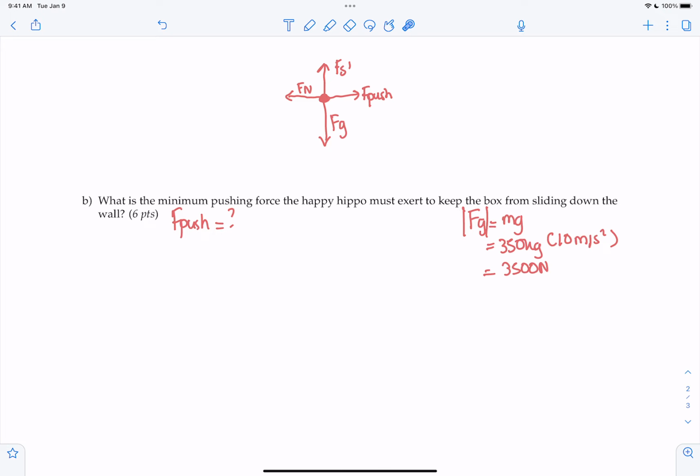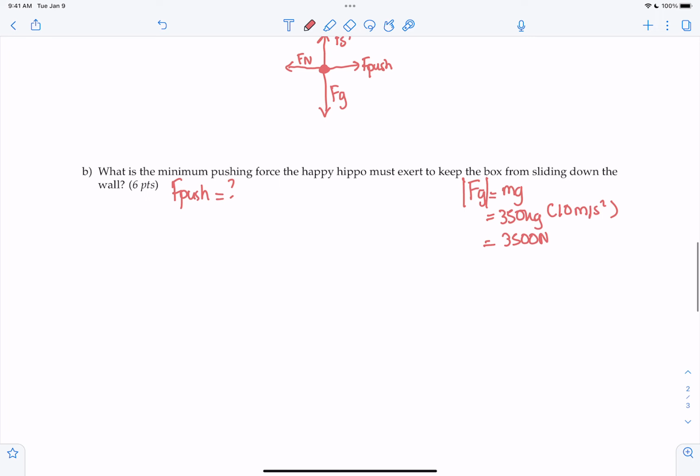So you kind of have to do some cross-directional thinking here. I have this force in the y direction, and I'm trying to figure out this x force. Here are some other unknowns. So how can some of the x forces relate to the y forces? Do any of you see a relationship between Fg and Fs, Fg and Fn, Fn and Fs? Anyone see a relationship?